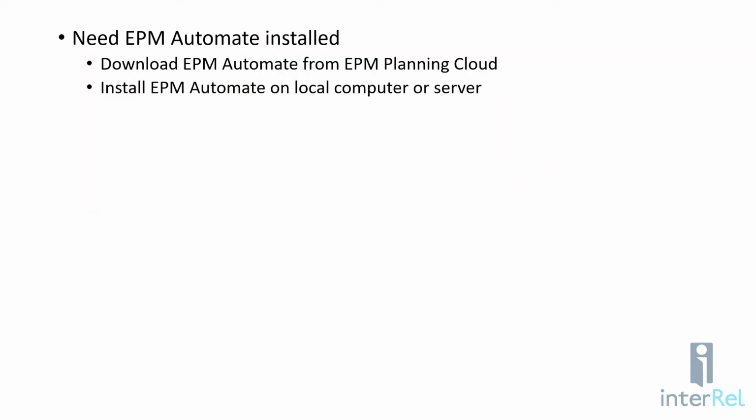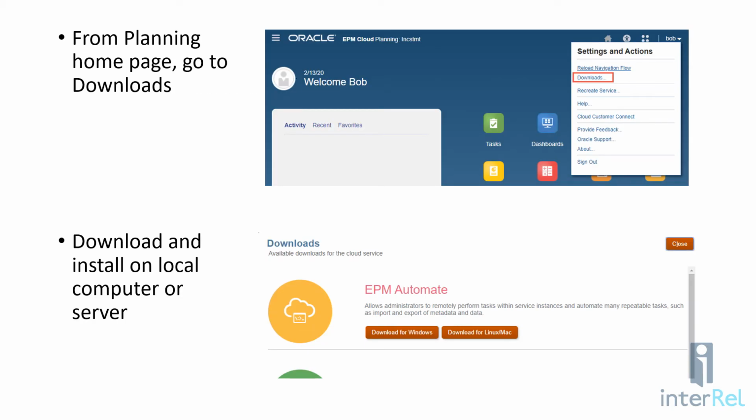If not already installed, download EPM Automate from EPM Planning Cloud and install on local computer or server. EPM Automate must be installed on the machine that launches the batch script. To install from Planning, go to Downloads and download the appropriate file of EPM Automate. Install on local computer or server.